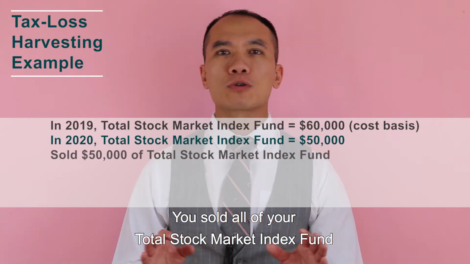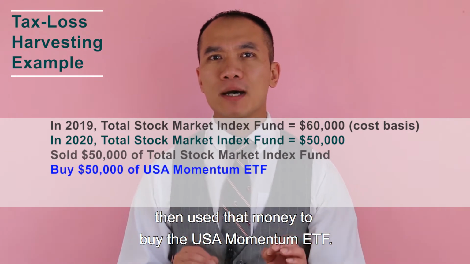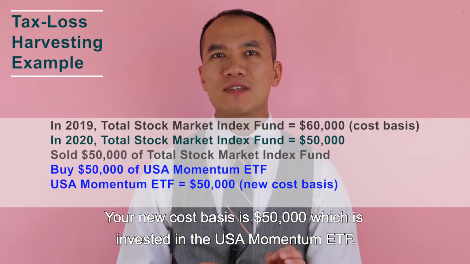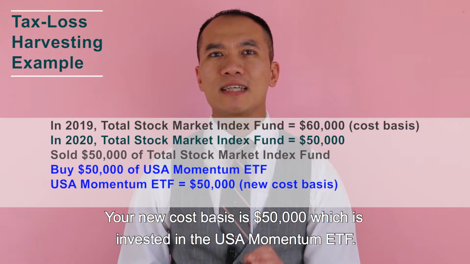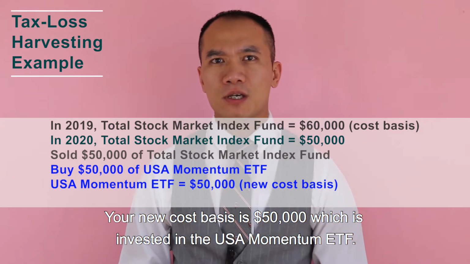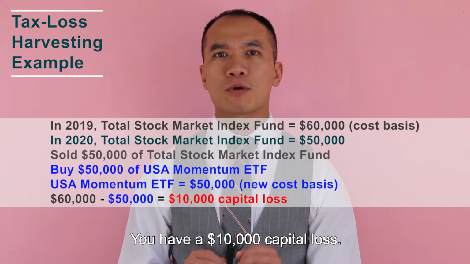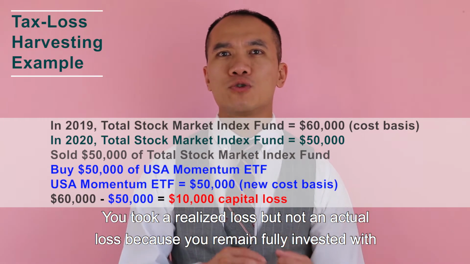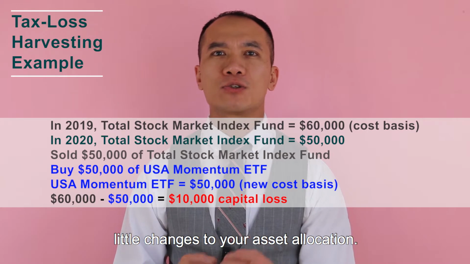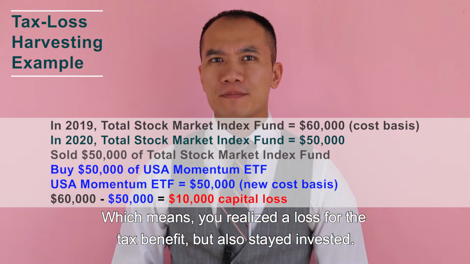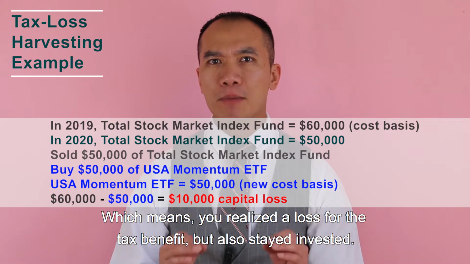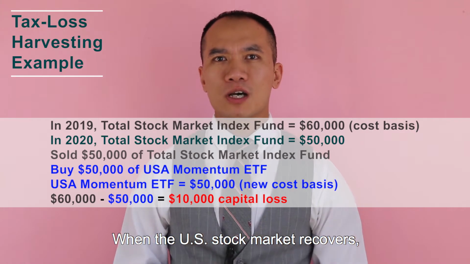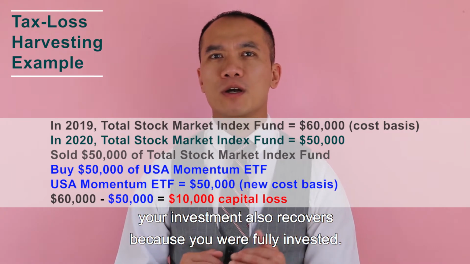You sell all of your total stock market index fund, then use that money to buy the USA Momentum ETF. Your new cost basis is $50,000, which is invested in the USA Momentum ETF. You have a $10,000 capital loss. You took a realized loss but not an actual loss because you remain fully invested with little change to your asset allocation. Which means you realize a loss for the tax benefit but also stay invested. When the US stock market recovers, your investment also recovers because you were fully invested.